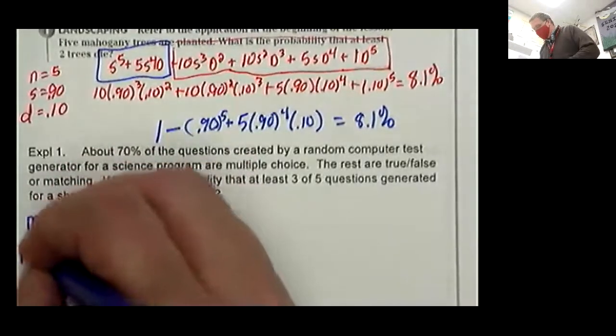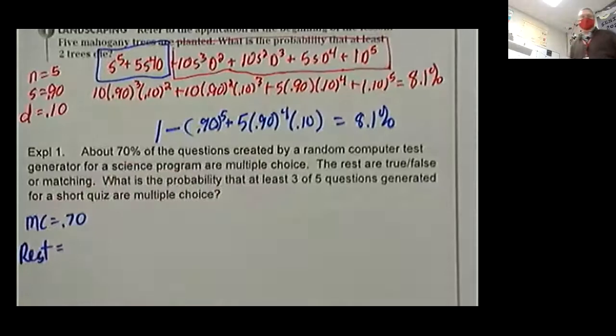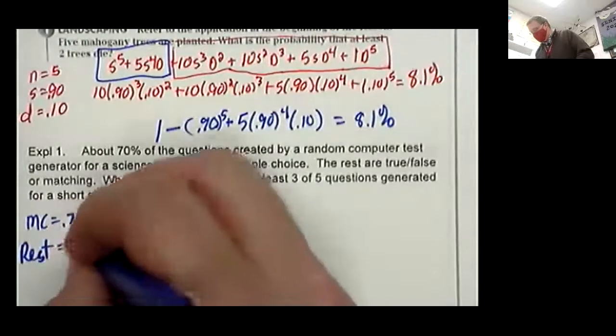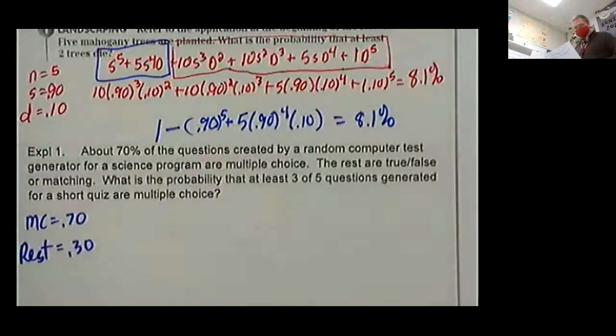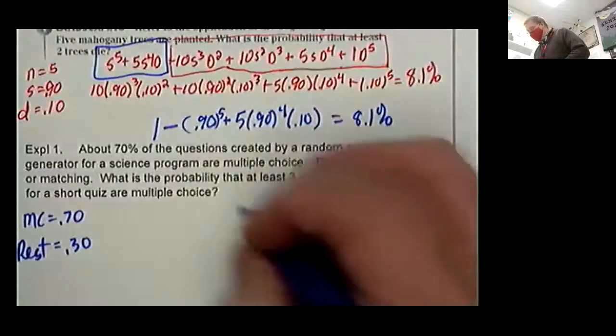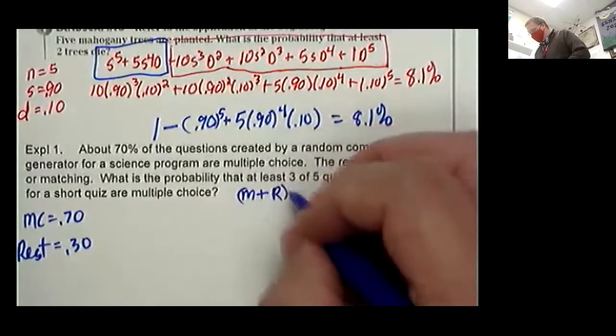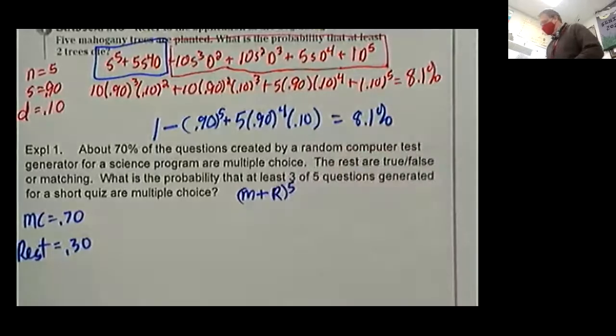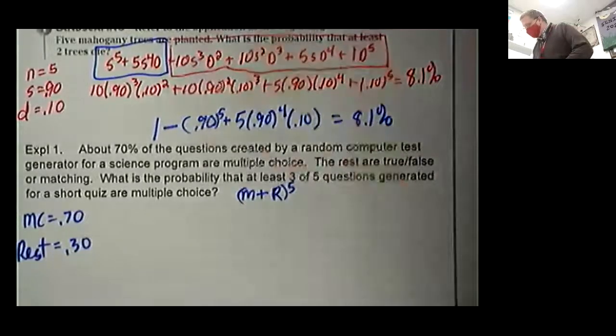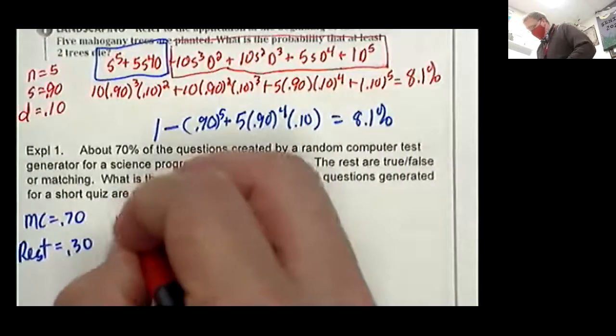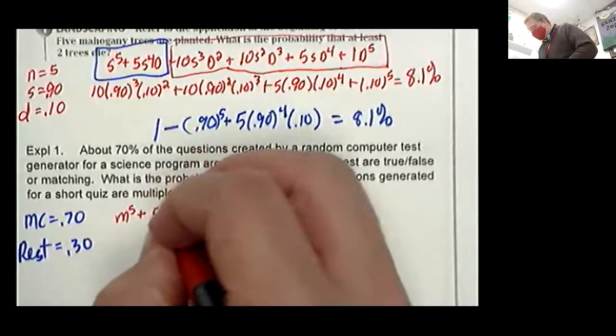What's the probability of getting the rest, that was either true, false, or matching? The probability of getting a true, false, or matching combined is the complement of 0.70, which is 0.30. We're still to the 5th power. So we're still using our multiple choice plus what I call R for the rest, whatever you want to call it, to the 5th. So we're still using our same formula. When we go back to it, that is M to the 5th plus 5 M to the 4th R.